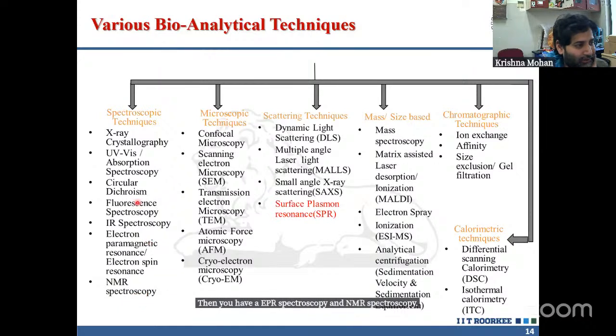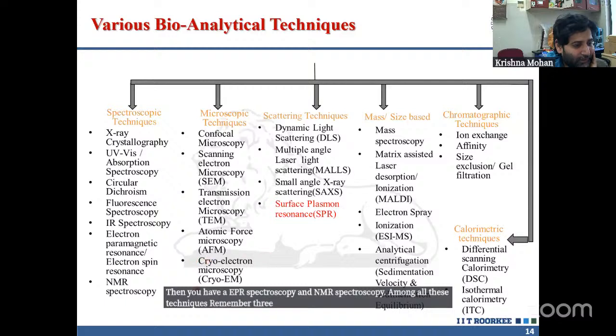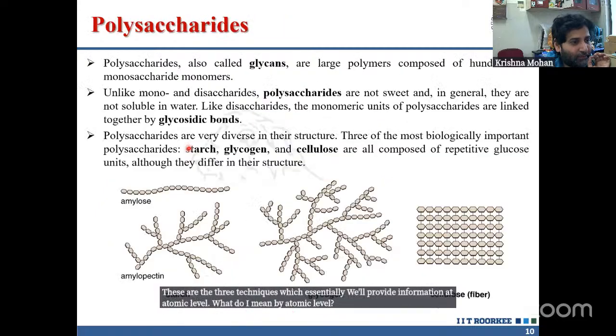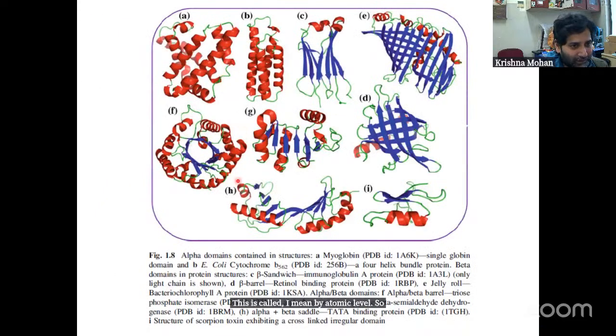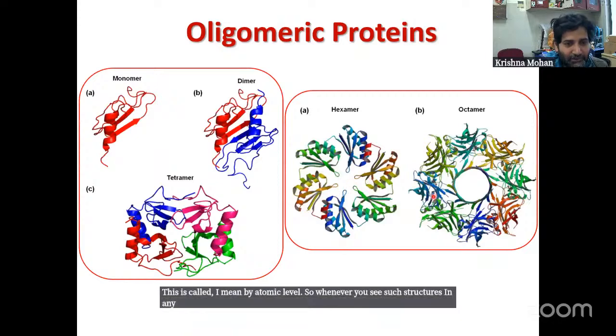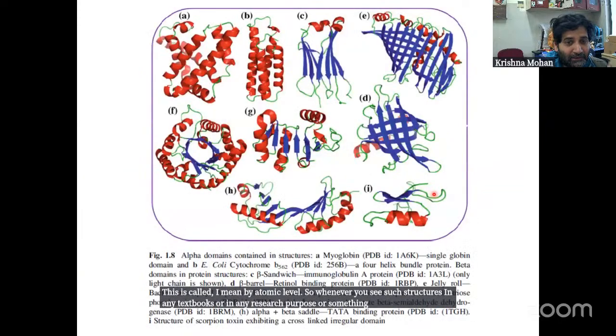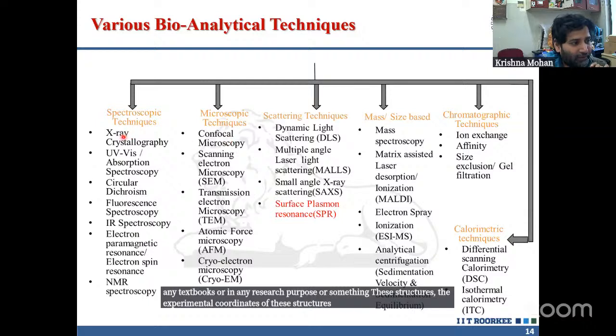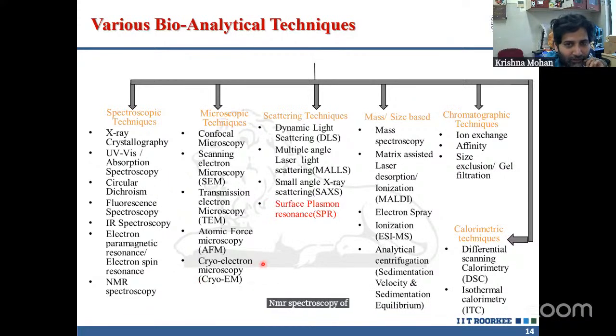Among all these techniques, remember 3 techniques: cryo-electron microscopy, NMR spectroscopy, and X-ray crystallography. These are the 3 techniques which essentially provide information at the atomic level. What do I mean by atomic level? This is what I mean by atomic level. Whenever you see such structures in any textbooks or research papers, the experimental coordinates of these structures are derived by one of these 3 techniques: either X-ray crystallography, NMR spectroscopy, or cryo-electron microscopy.